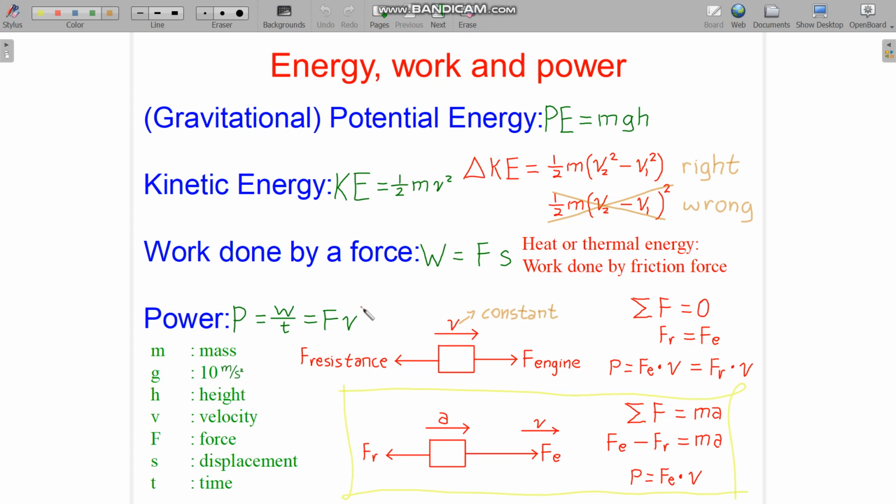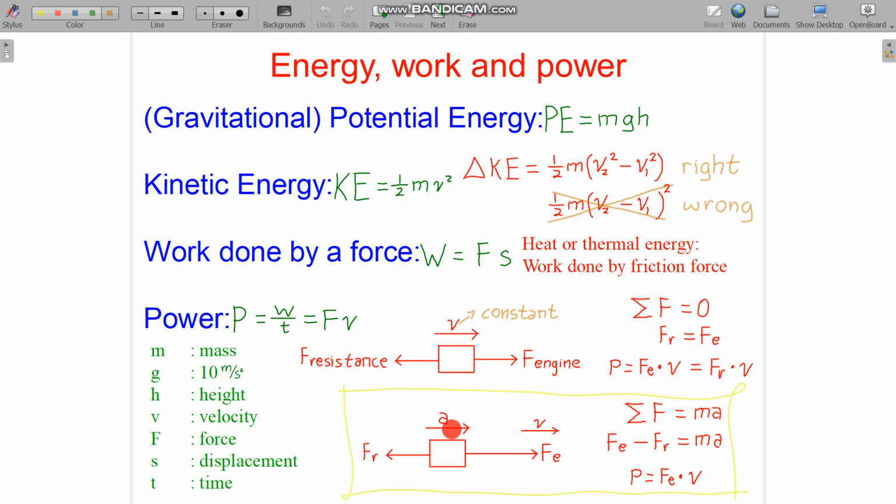We have two possible scenarios. When the velocity is constant, or sigma F equals 0, the engine or applied force equals the resistance or friction force, and therefore the power is engine force times velocity, or friction force times velocity.